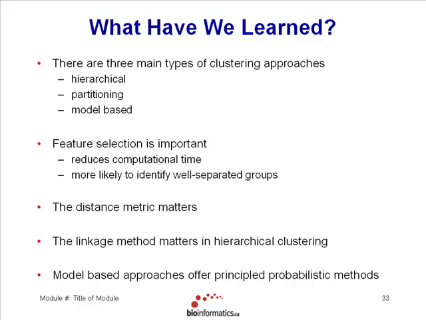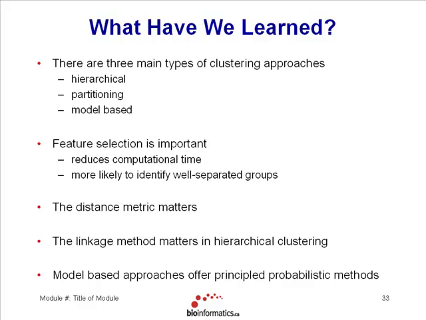Okay, so just a review of clustering. Three main approaches: hierarchical, partitioning, and model-based. Feature selection is very important. There are two reasons for that. I didn't discuss this before, but feature selection also reduces computational time. That's quite important, especially with distance metrics. Distance metrics are almost invariably an n squared operation, which means you have to look at every pair of objects in your data set. So if you've got 22,000, that gets into the billions of operations quite quickly. If you can reduce that down to, let's say, 100 features, then you're talking about 10,000 operations, which is orders of magnitude faster.